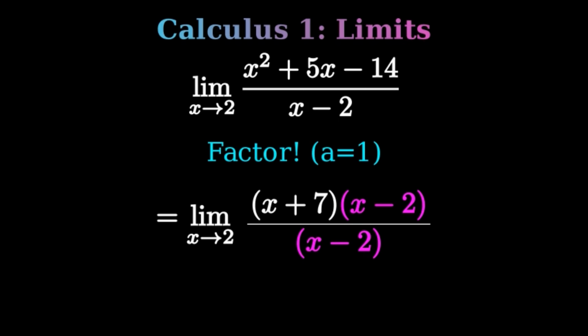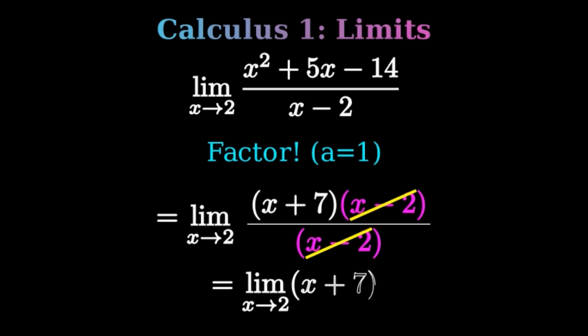You can see those two things in purple, they're going to cancel. That's what you're typically looking for, right? You're going to insert the limiting value. If that doesn't work, you're going to try to factor. Maybe something will cancel. In this case, it does. Great. So what is left over is the limit as x approaches 2 of x plus 7.